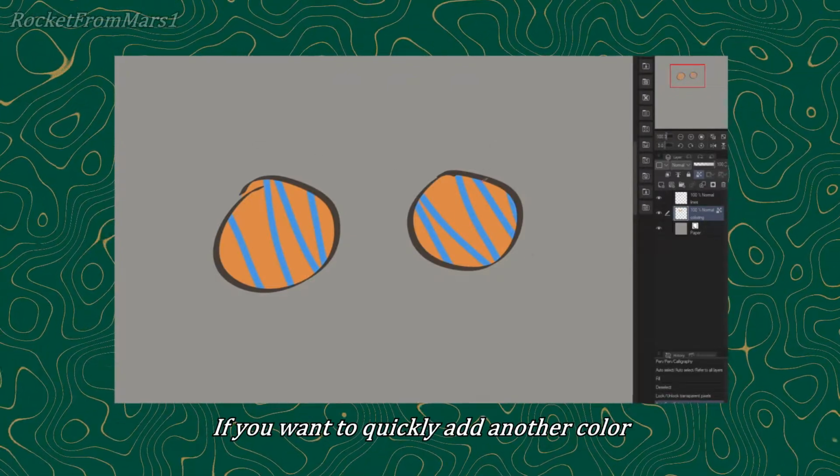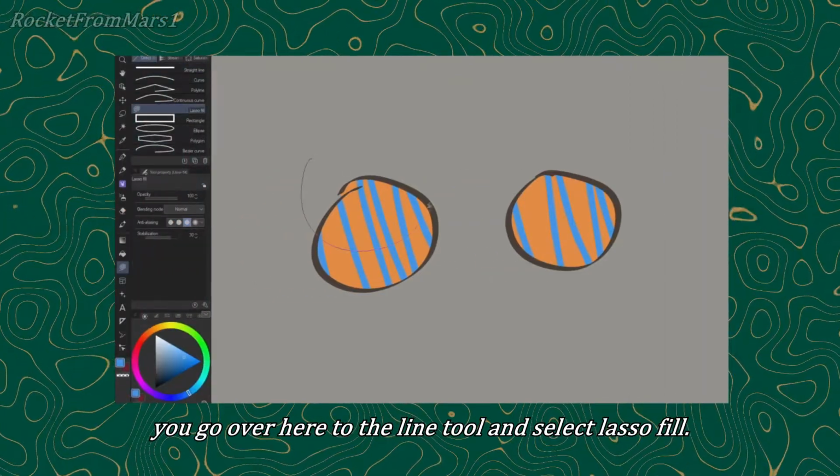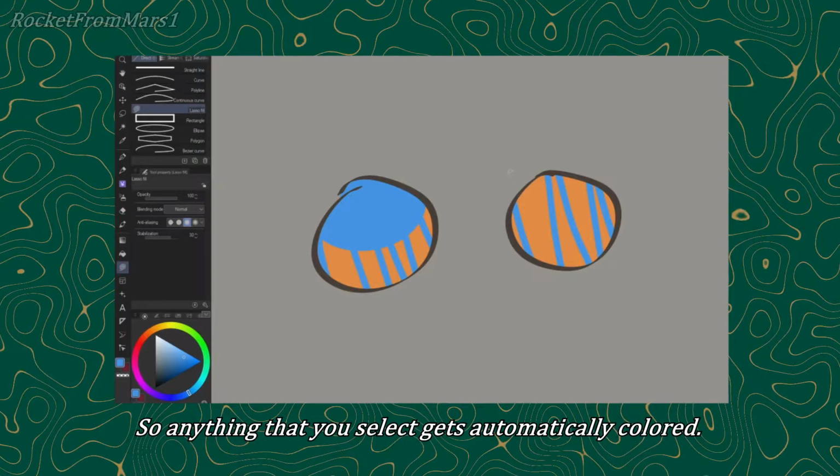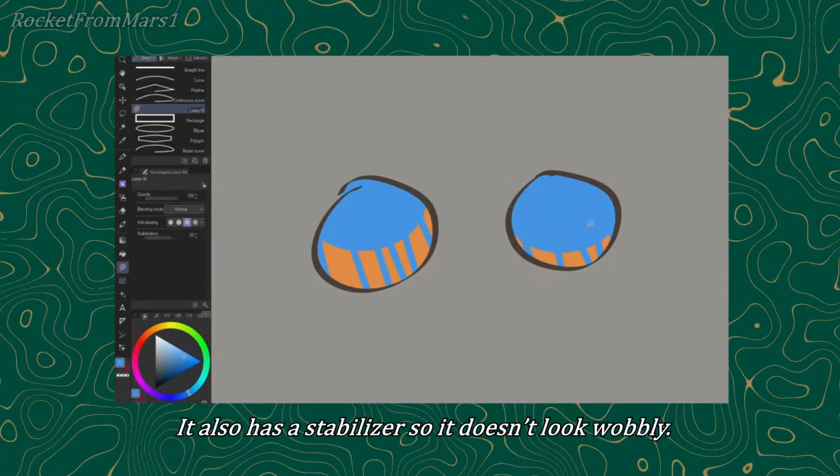If you want to quickly add another color, you can go over here to the line tool and select the lasso fill. So anything that you select gets automatically colored. It also has a stabilizer so it doesn't look wobbly.